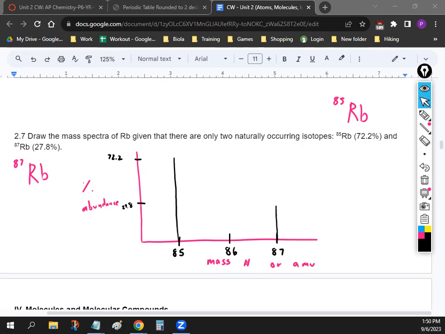So that's mass spectra. Say you learned how to read and create your own. It won't get much more difficult than that. The only way it'll get more difficult is if there are more lines. But that's pretty much it. Any questions? All righty.